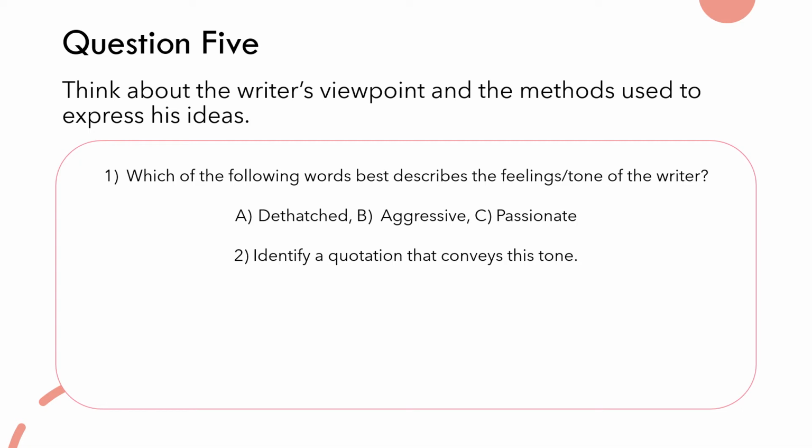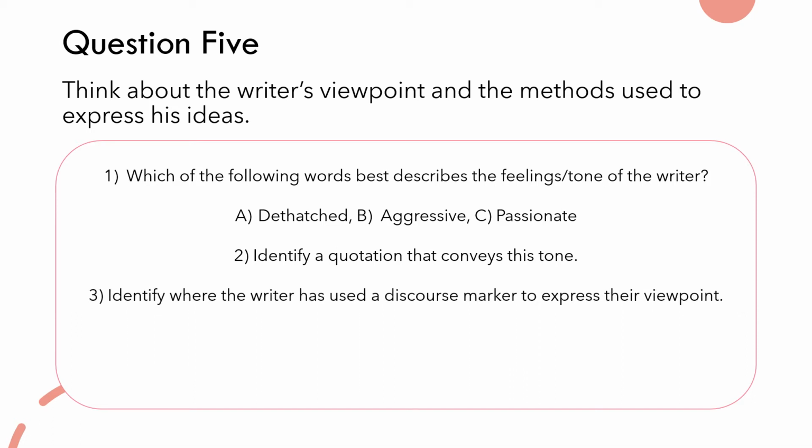So identify a quotation that conveys this tone. So whatever tone you identified from the first question, you need to try and find a quotation to support that idea. Number 3. Identify where the writer has used a discourse marker to express their viewpoint. Now, discourse markers are really important and they help us to structure and organise our writing. So have a look back, see which word might be there as an indicator to show a little bit of structure in the ideas that have been expressed.